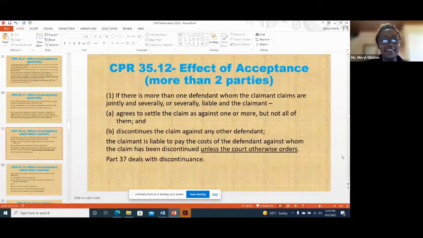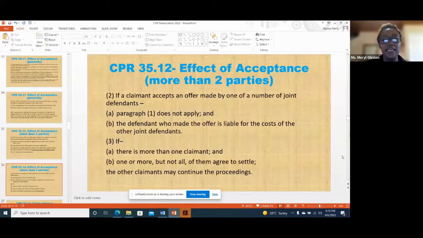If I can have the next slide. So 35.12 sub 2 also addresses acceptance of an offer by a claimant in circumstances where there are multiple defendants. But in this circumstance, this is where the defendants' liability is joint only. And in that circumstance, paragraph 1 does not apply, and the defendant who makes the offer becomes liable for the costs of the other joint defendants.